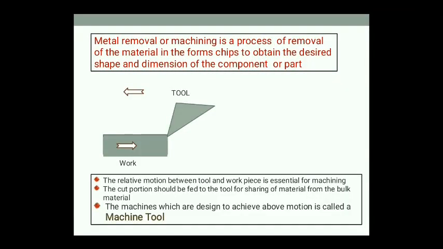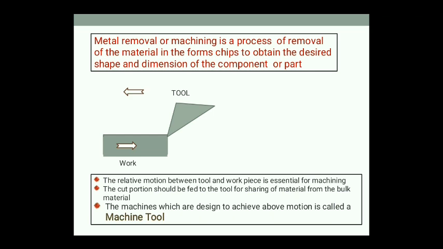Metal removal or machining is a process of removal of material in the form of chips to obtain the desired shape and dimensions of the component or the part. The figure shows a tool and a work. The tool is a hard material, whereas the work is a soft material. When we have a relative motion between the tool and the workpiece, the cutting action takes place. The cutting takes place by shearing of the material from the bulk.